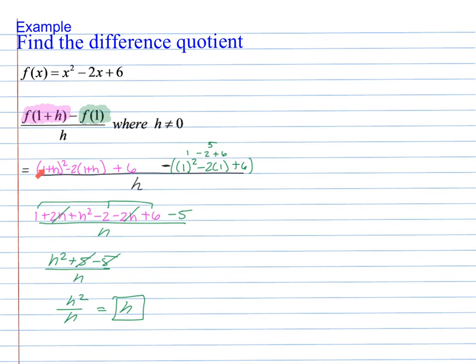I'm going to FOIL this out, multiply this out, and I got 1 plus 2h plus h squared for the FOILing. With distributing, I got negative 2h plus 6. And then right here, when I simplified, I got a 5. So this 5 times that negative makes it negative 5. I simplified and combined like terms, and I got h squared plus 5 minus 5 from that one. These two right here canceled out, and I got h squared over h. I reduce it, and I got h as my final answer for the difference quotient.